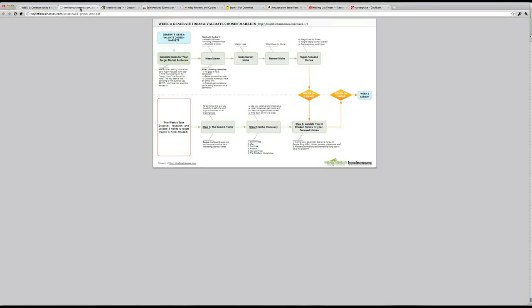What we're doing here again is following the checklist that we've provided for you in week one. We're going to generate again some ideas, and then we're going to evaluate them.